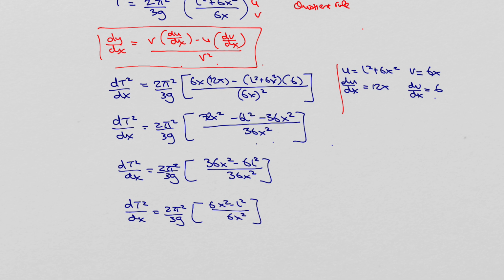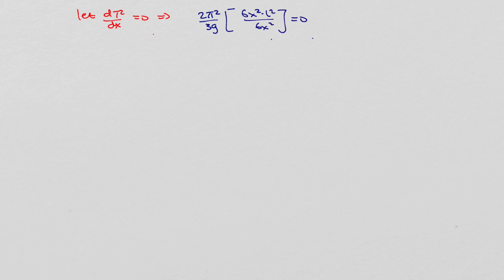Okay, so we're going to let that equal 0. So this is our derivative. Remember, it's just our first derivative. And then we let the first derivative equal to 0 to solve for x. So that's 2 pi squared over 3g times 6x squared minus L squared over 6x squared. So we're letting that equal to 0. So if I divide across there by the constant, 0 divided by a constant is 0. Multiply both sides across by 6x squared, which gives me 0.